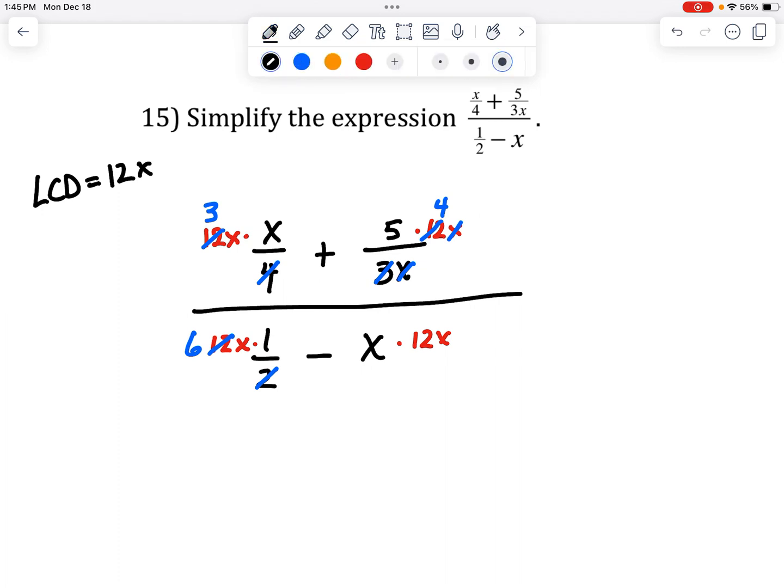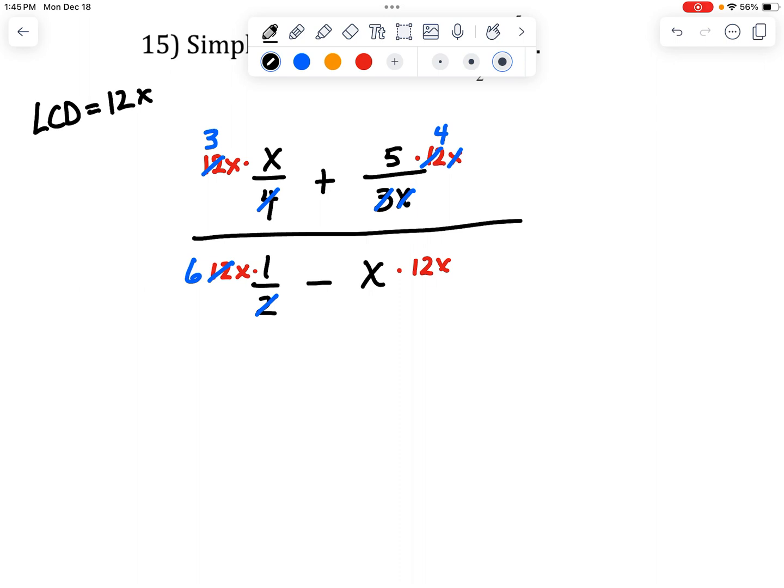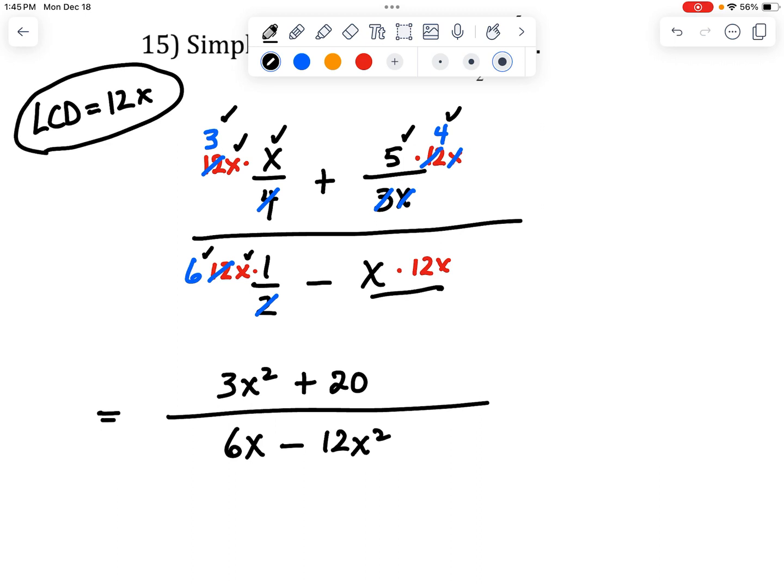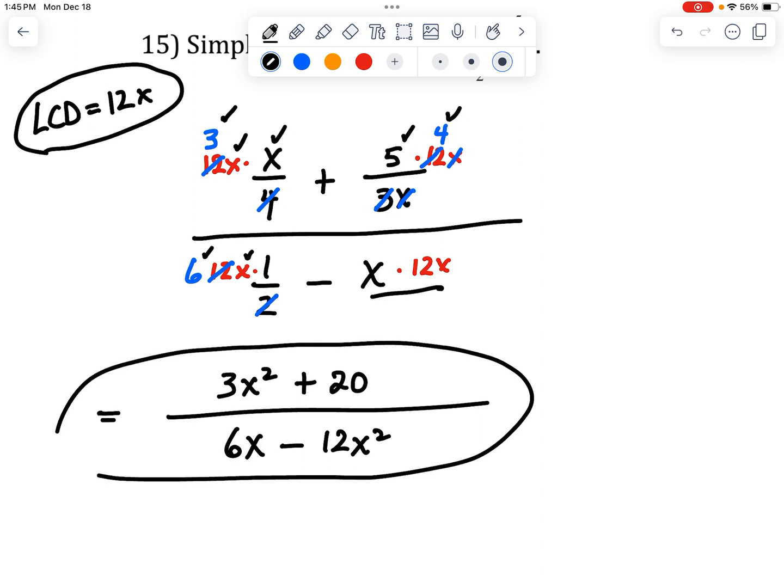So I need a black pen back. On the top, there is an x times a 3. So that's 3x squared. And then a 5 times a 4 is 20, so plus 20. And then this would be 6 times x. And then this is going to be minus 12x squared. And the good news about using the least common denominator, once you do that with the blue and the red and you do the canceling, you're done. Nothing else left to do.